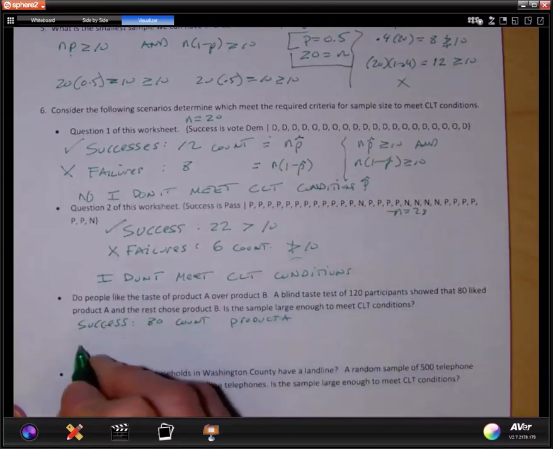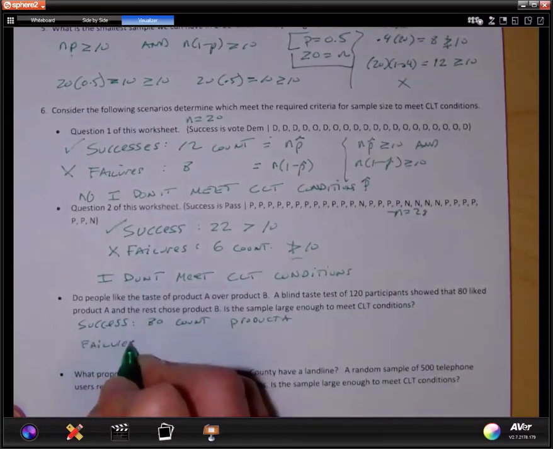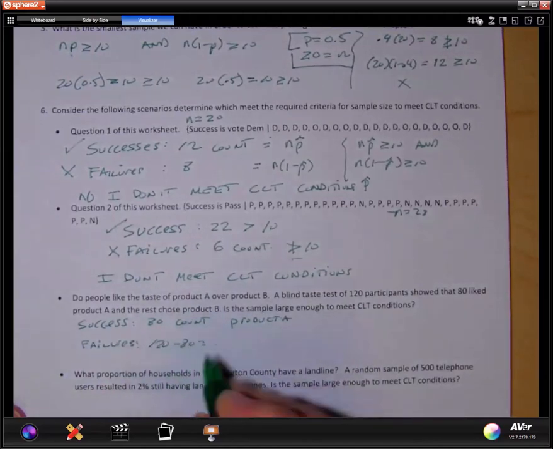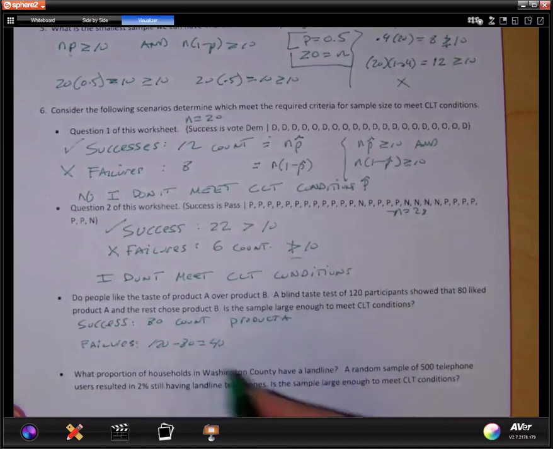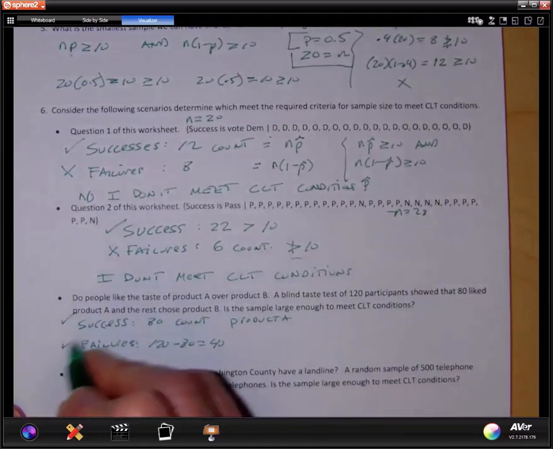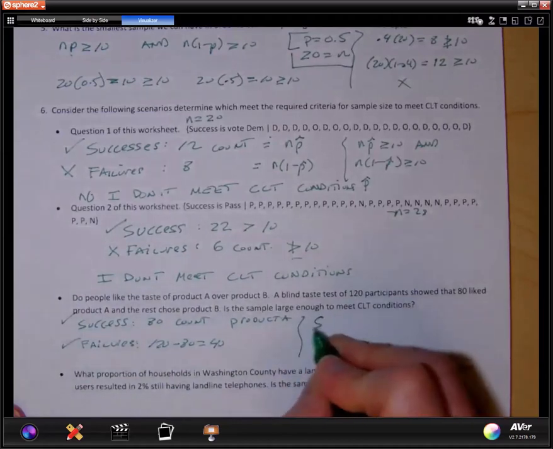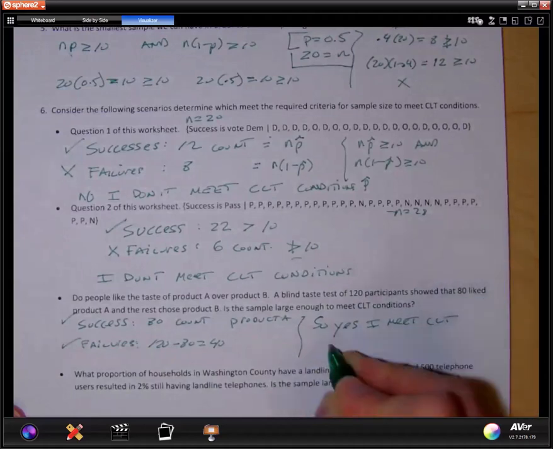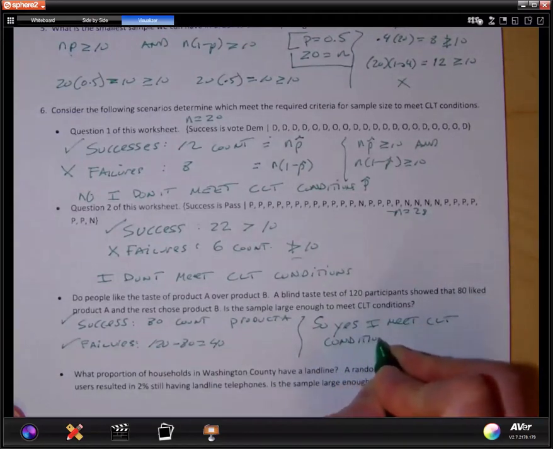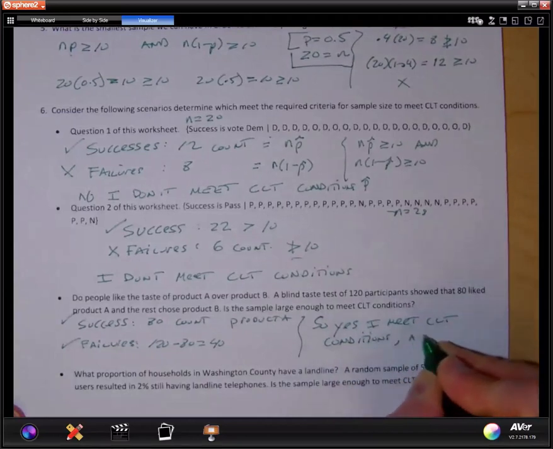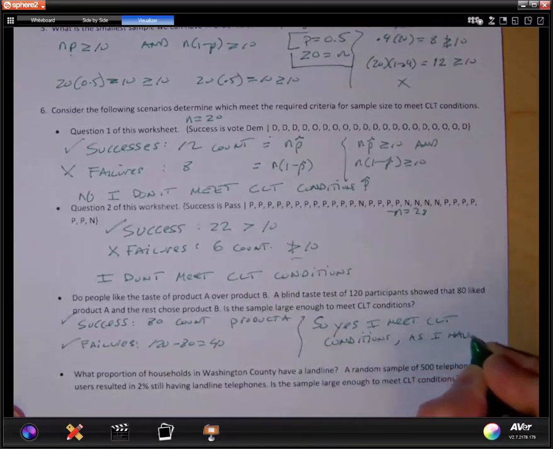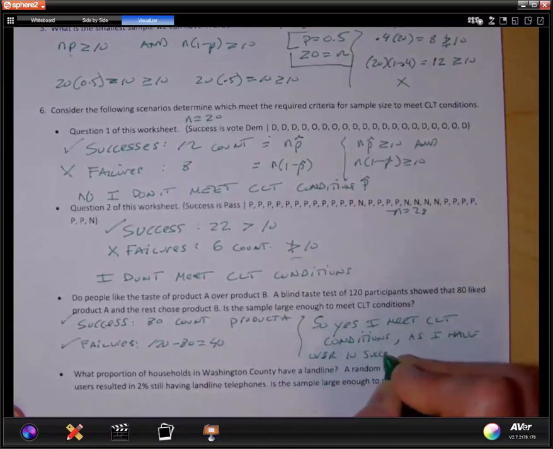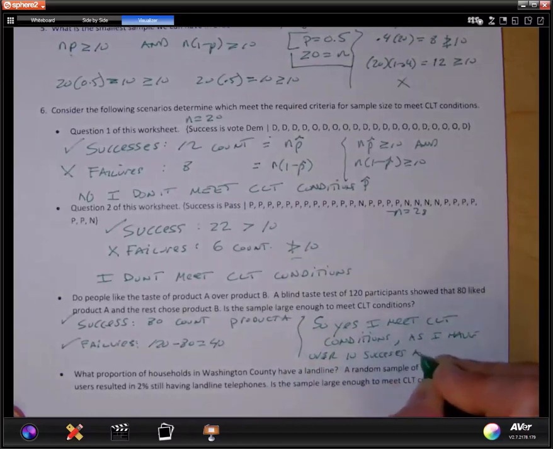Clearly 80 is bigger than 10. What about the failures, people that did not like product A? Well, it's 120, so 120 minus 80, that is 40, which is also greater than 10. So I have enough successes and I have enough failures. So yes, I meet CLT conditions, as I have over 10 successes and 10 failures.